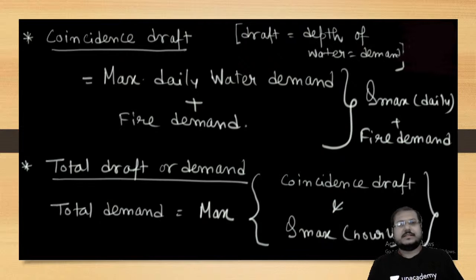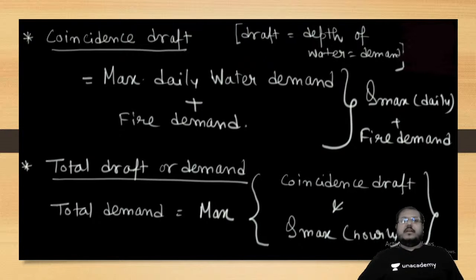So coincidence draft is the addition of maximum daily demand and fire demand, and total draft or demand is the maximum among coincidence draft and Qmax hourly. So first you need to compare the values of coincidence draft and Qmax hourly. Whichever is higher will be your total demand.